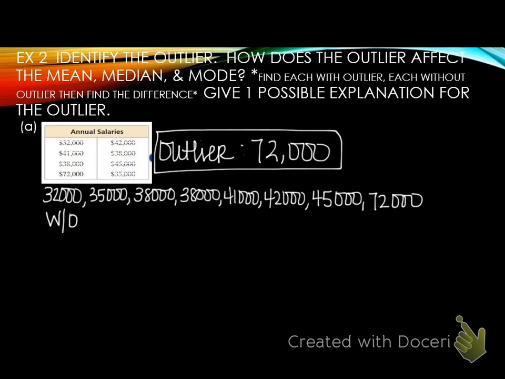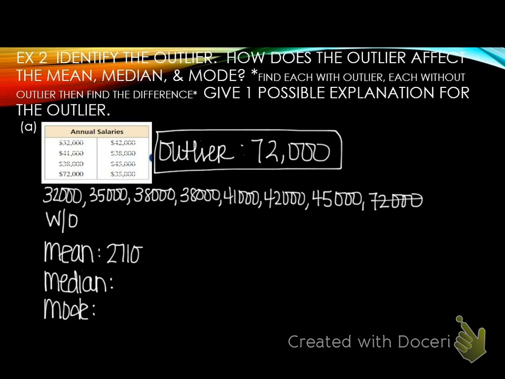So I'm going to identify this as the without part, and I'm going to write down mean, median, and mode, because those are the three things that we have to find. Okay, so we're really not doing much different than we did a second ago, except this first time through, we're going to pretend that the 72,000 is not there. So grab those calculators and add up 32,000, 35,000, 38,000, 38,000, 41,000, 42,000, and 45,000. And tell me what you get when you add all those together. 271,000. Now, that is what we get when we add them all together.